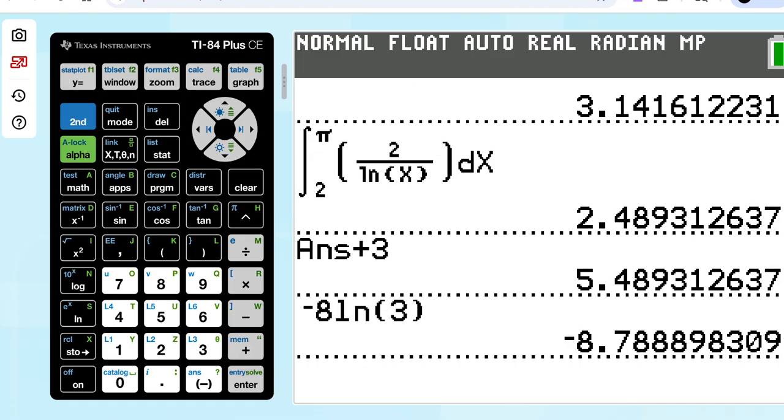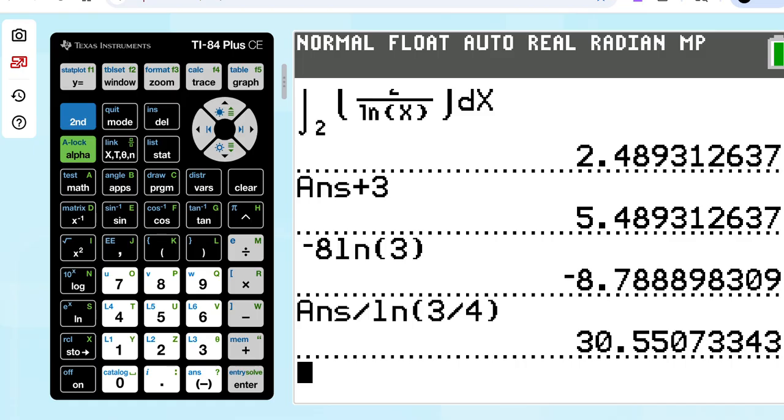And then we're going to divide that by the natural log of 3/4. And it should give us our final answer of 30.551 minutes later.